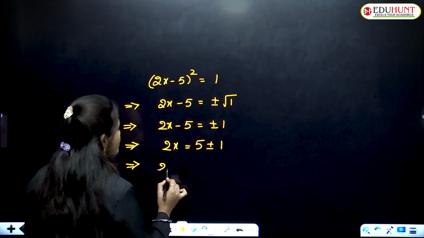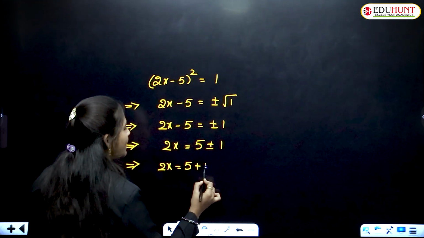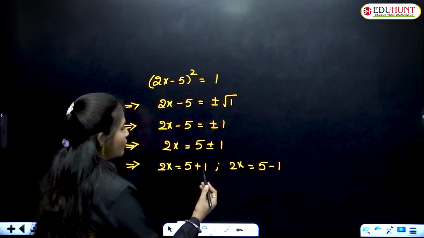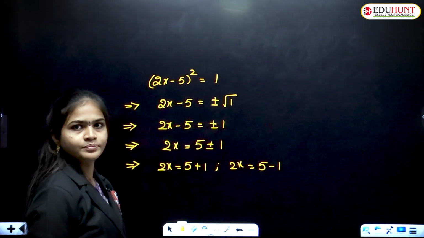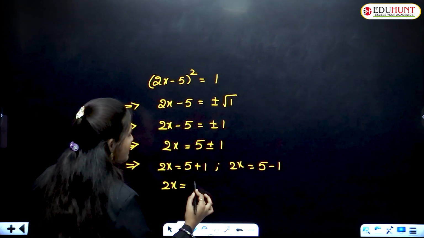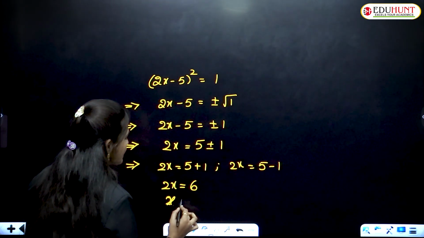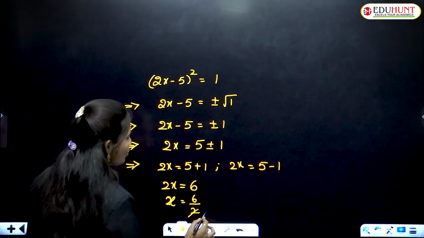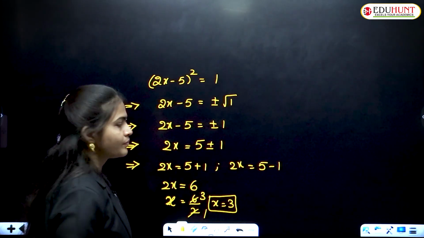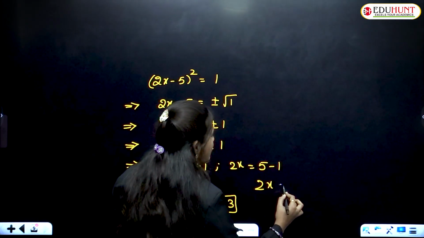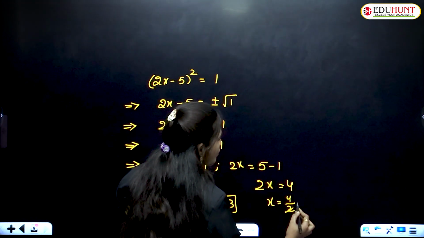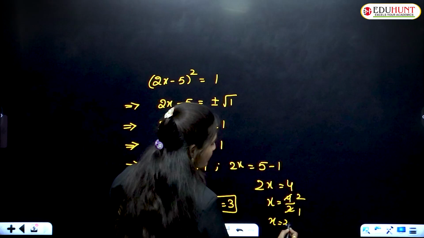So first simplify this. Once we add, once we subtract, to find the two roots. So almost completed. See that, 2x is equal to 5 plus 1, 6. So x is equal to 6 by 2. So 2 ones are 2, 2 threes are 6. So from this, x is equal to 3. Clear? And come to this one. So 2x is equal to 5 minus 1, which is 4. So x is equal to 4 by 2. So 2 ones are 2 and 2 twos are 4. So x is equal to 2.